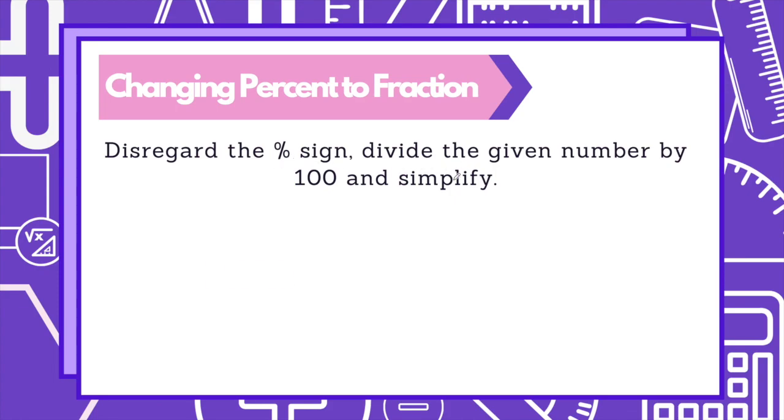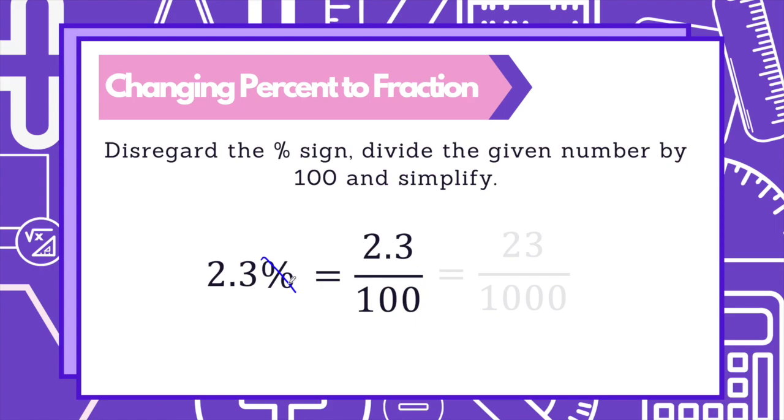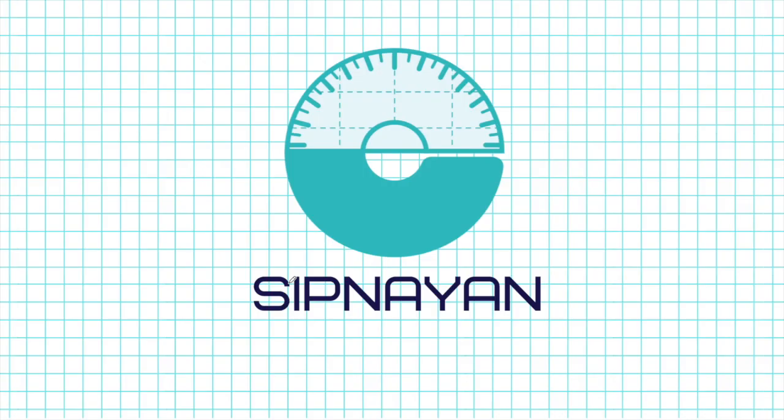While changing percent into fraction, we disregard the percent sign and then we divide the given number by 100 and then simplify. For example, I have 2.3%. I'll be disregarding the percent sign and then I'll be dividing this by 100, getting its lowest term, which is 23 over 1000. So this is how we change a percent into a fraction.